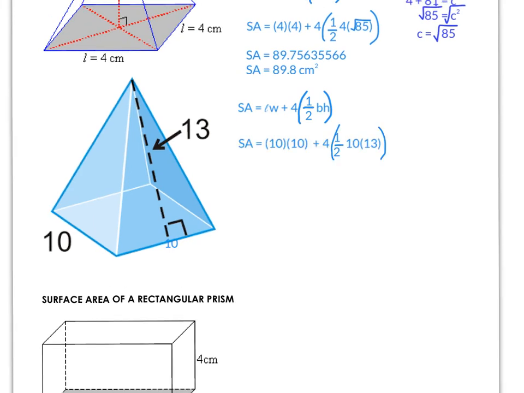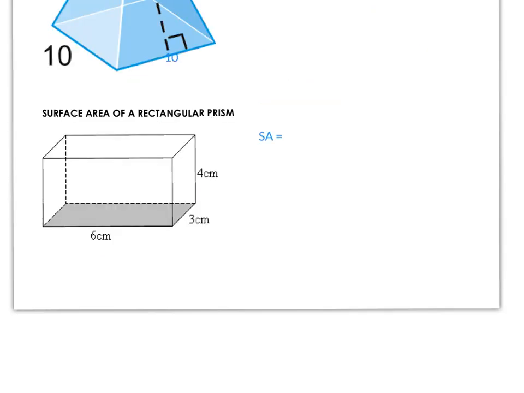You get the 10 times 10 plus 4 times 1/2, 10 by 13. When you do that in your calculator, you should get a surface area of 360 units squared since it's area and there's no units given. Okay, whenever we find surface area, we're finding the area of all the different surfaces.